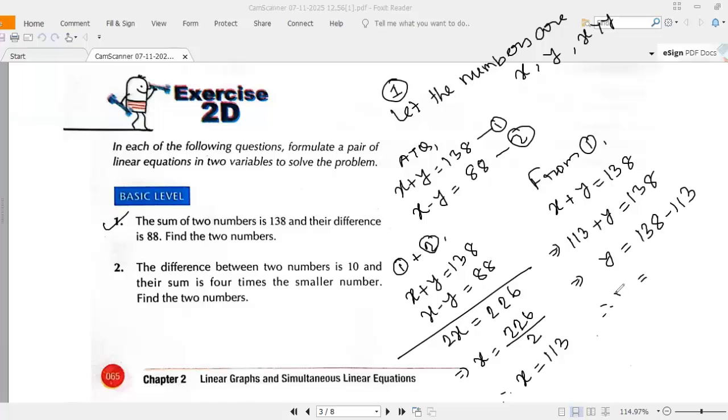Now solve. Then you can find out the value of y. That is 8 minus 3, 5. 3 minus 1, 2. Okay. So the value of x will be 113 and the value of y will be 25. So here the question says find the two numbers. So the numbers are 113 and 25.